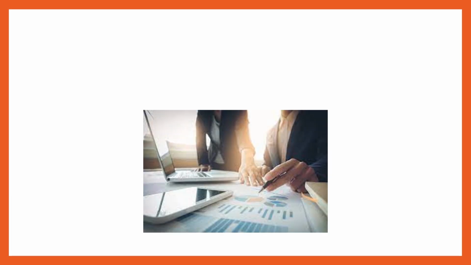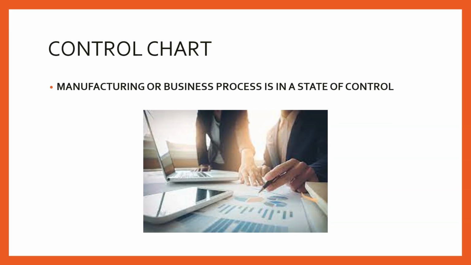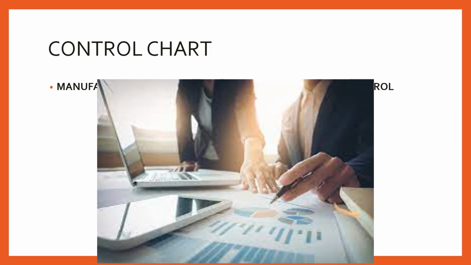Now let us see how it looks and what we may get out of the control chart. When you are talking about the control chart, whether any kind of manufacturing or business process is in a state of control or not can really be understood by plotting this control chart. Whether the business process is running smoothly or not can be analyzed through this control chart.